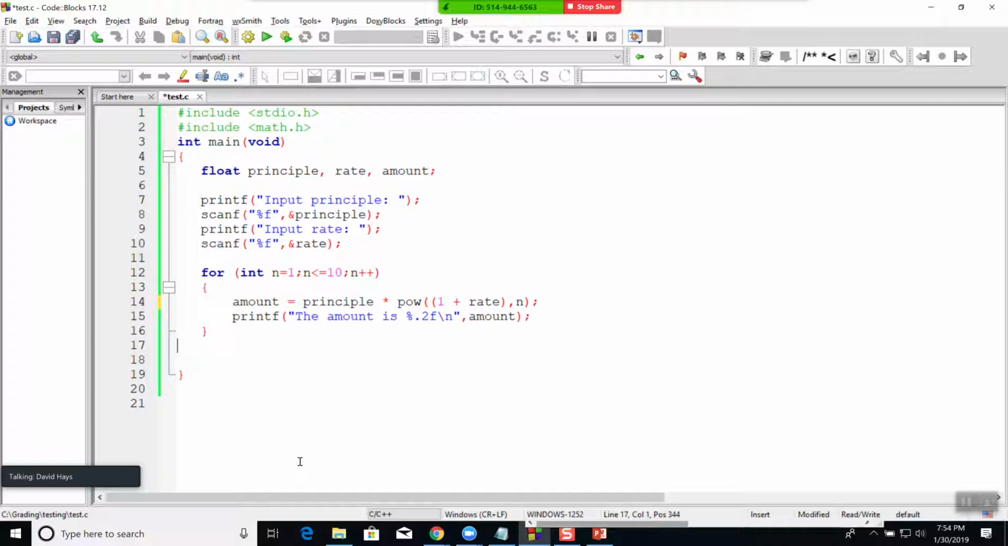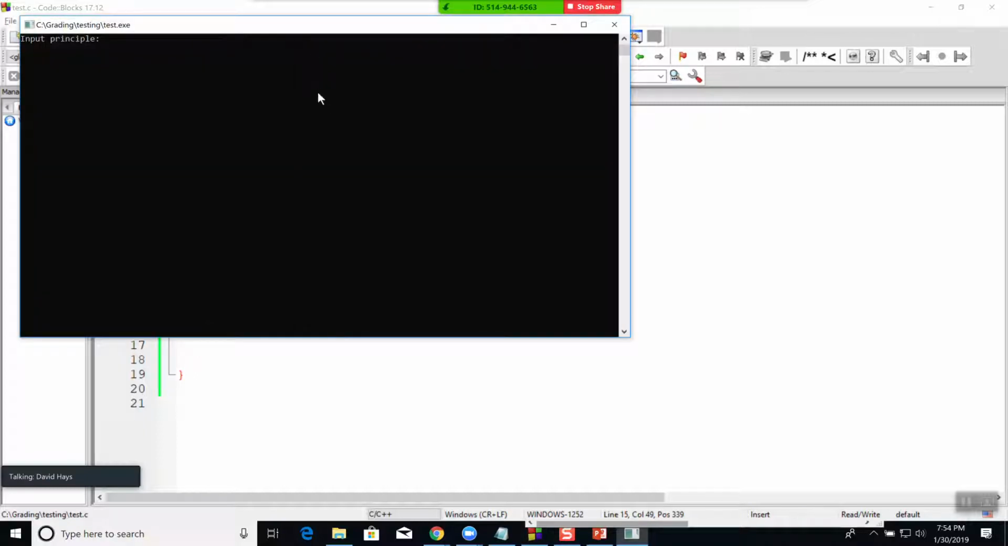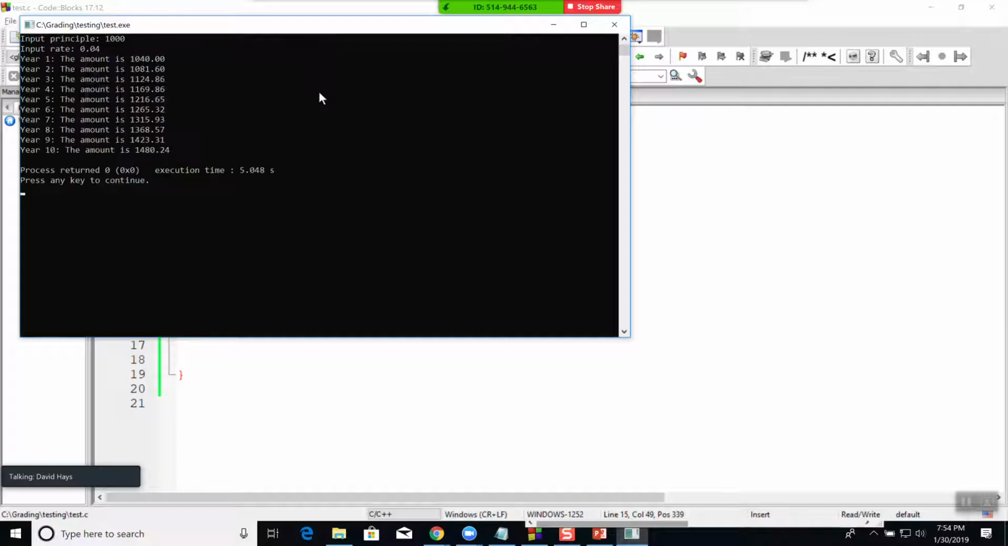Are there any questions on that example? Now I might make it a little bit more user-friendly. I might say year percent d colon, and then I might put the n in here. So when it did run, I would see which year. 1,000, 0.04. You see year 1 through year 10 tells you your amounts.